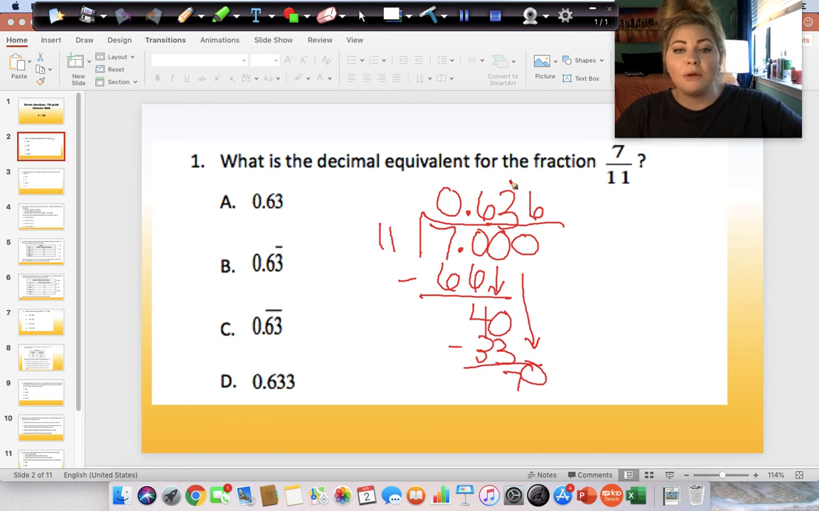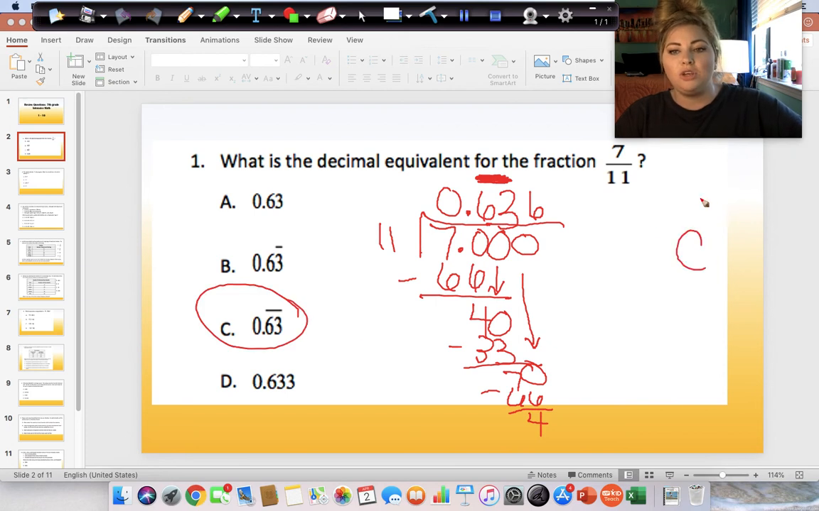So the numbers that repeat are actually going to be the 6 and the 3. Because if you multiply back, 6 times 11 gives us 66, and again we'll get 4. And then when we annex another 0 and bring it down, we'll get 3 again. So again, the numbers that repeat will be the 6 and the 3. So the bar notation, which is what this line is, goes over only the two numbers that repeat, which are the 6 and the 3. So our correct answer here would be C. You should have gotten C.